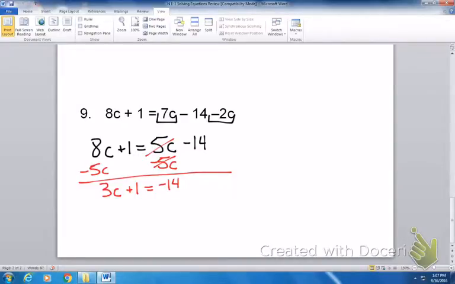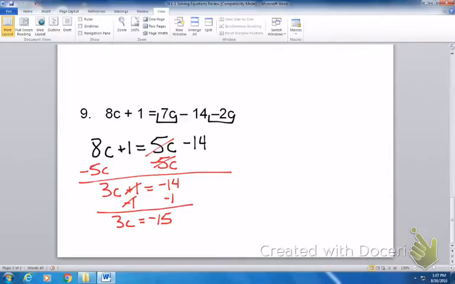Now, I'm going to do my addition or subtraction first. I'm going to have to subtract 1 from both sides. Now all I have is 3c on the left. The 1's canceled. Negative 14 minus 1 more is negative 15. Now we move to the last step. We've seen this lots today.